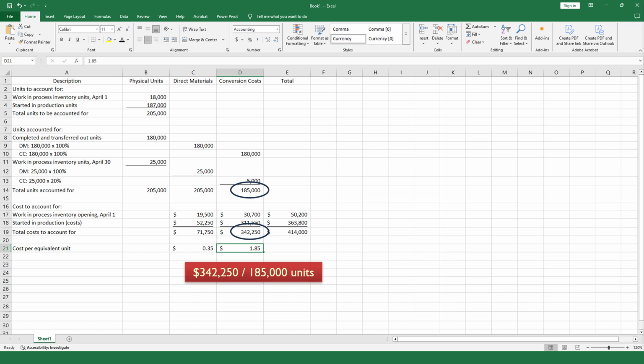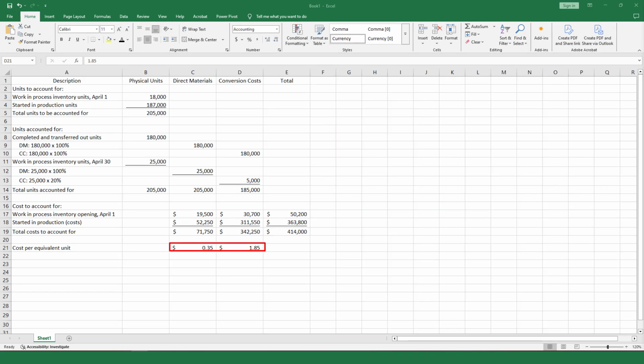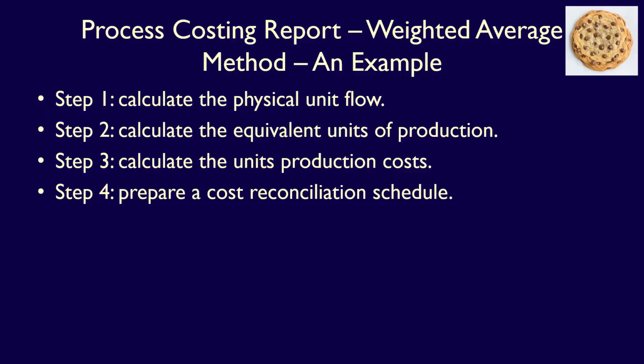To calculate the cost per equivalent unit for conversion costs, we take the total cost, $342,250, and divide it by the total equivalent units, which is 185,000 units. $342,250 divided by 185,000 units is equal to $1.85 per equivalent unit. That's what the conversion costs per equivalent unit are. Now that we have the cost per equivalent unit for both direct materials and conversion costs, we can move on to step 4, prepare a cost reconciliation schedule.